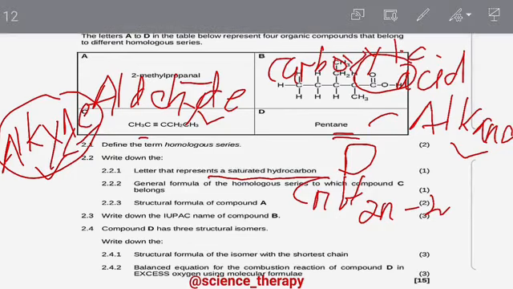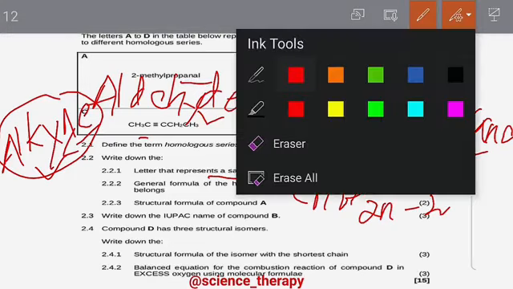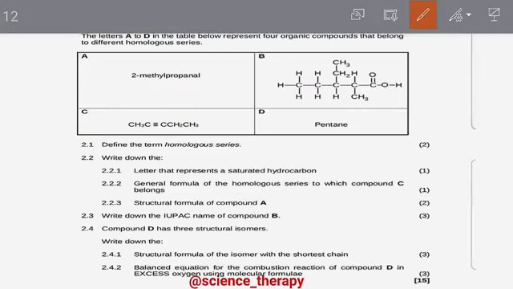So we know when naming, we first count the number of carbon atoms. So we have 1, 2, 3, 4, 5 in our longest chain. So let's confirm that that's the longest chain. We go 1, 2, 3, 4, 5. So even if it curves like that, it's still 5 carbons. So that means our longest chain is pent.